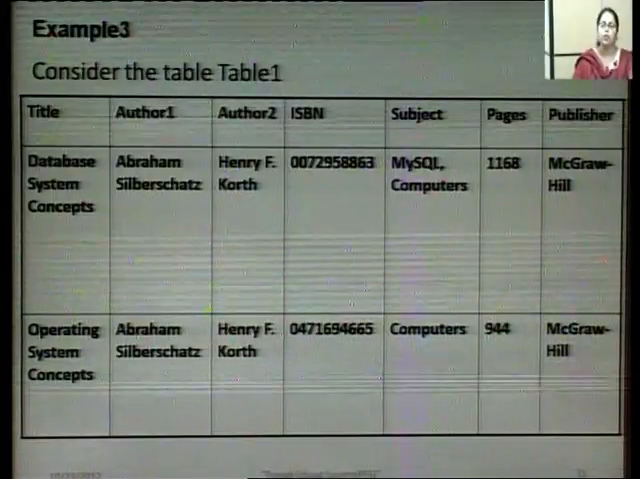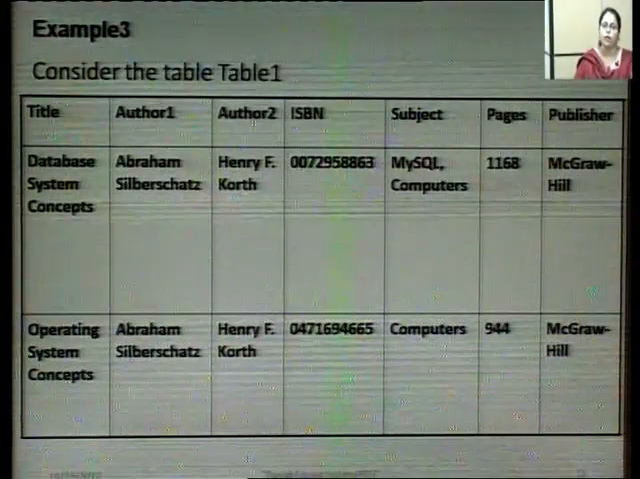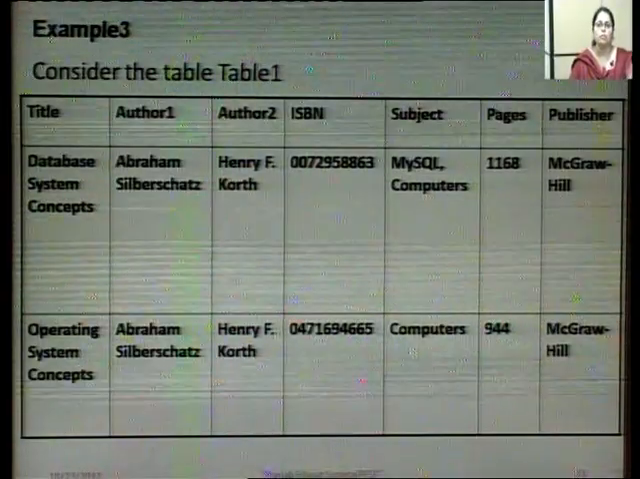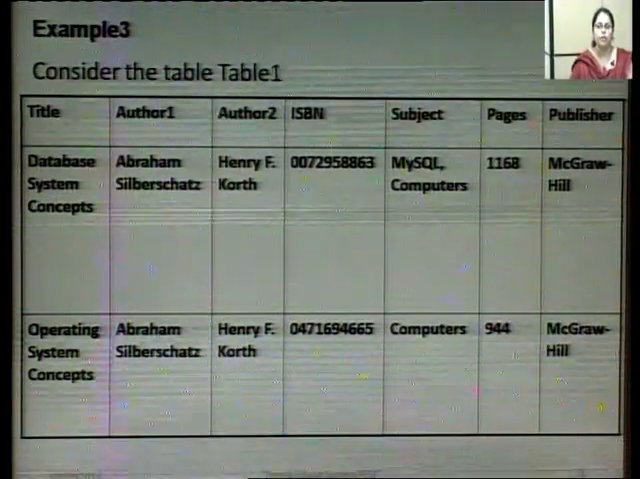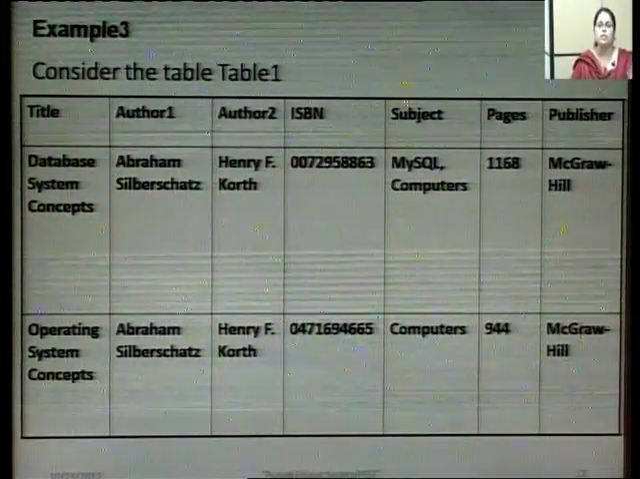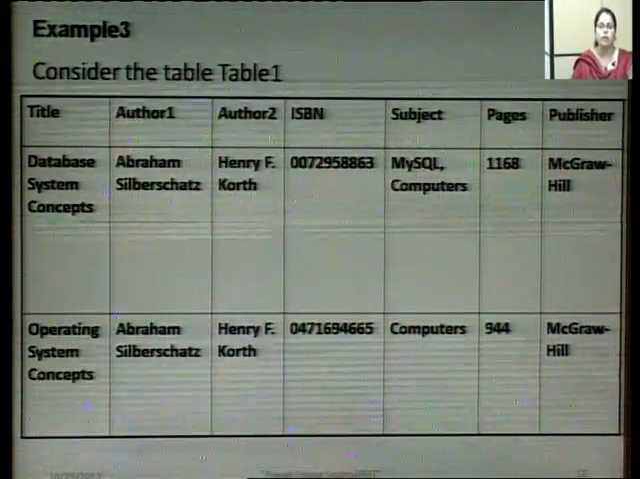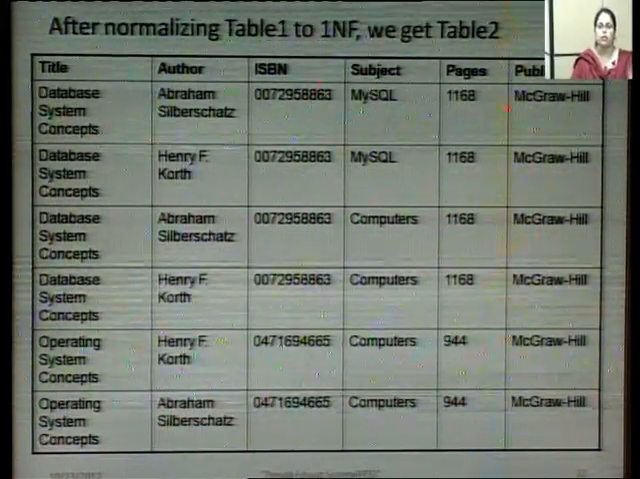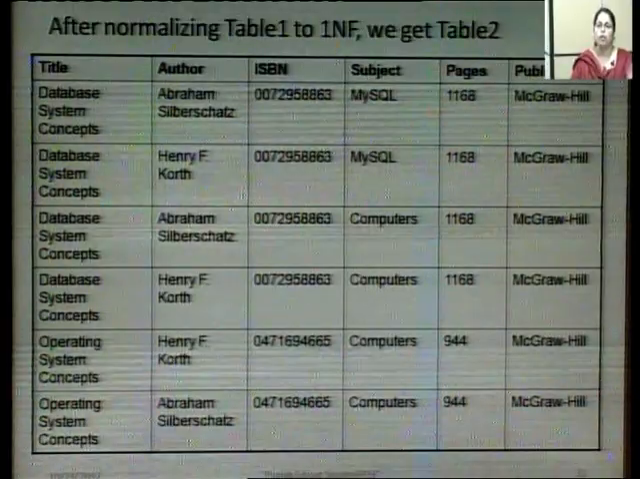One is the repeating columns, that is, Author 1 and Author 2 are repeated two times. Then the second condition is the multi-valued attribute. Here the subject attribute is a multi-valued attribute because it contains two values for the same book. One is MySQL and the other is computers. So after normalization, Table 1 is in a form like this.